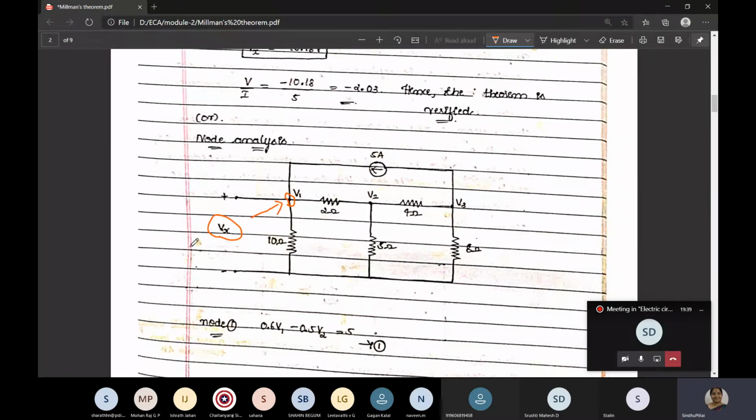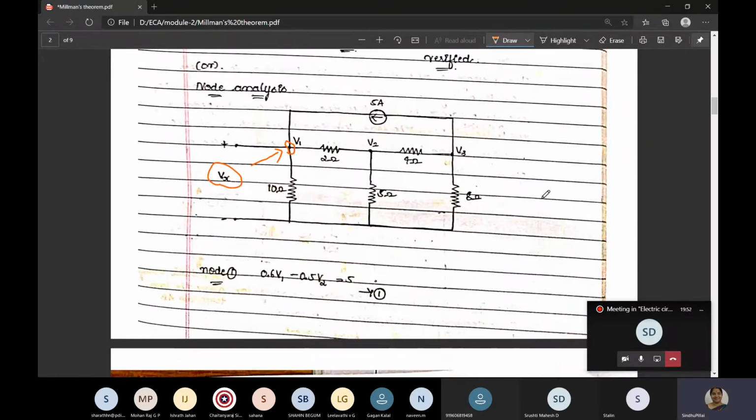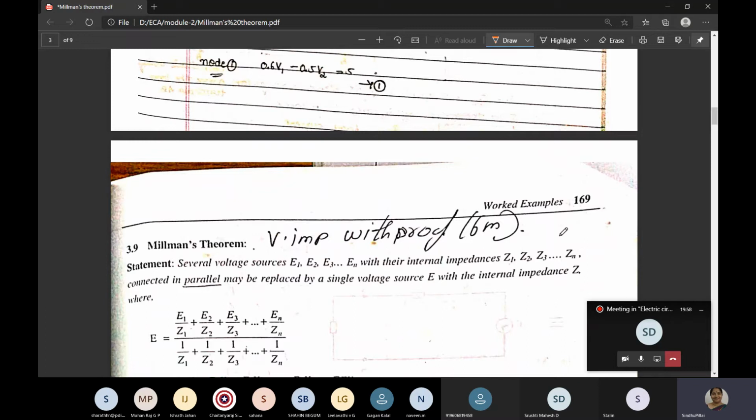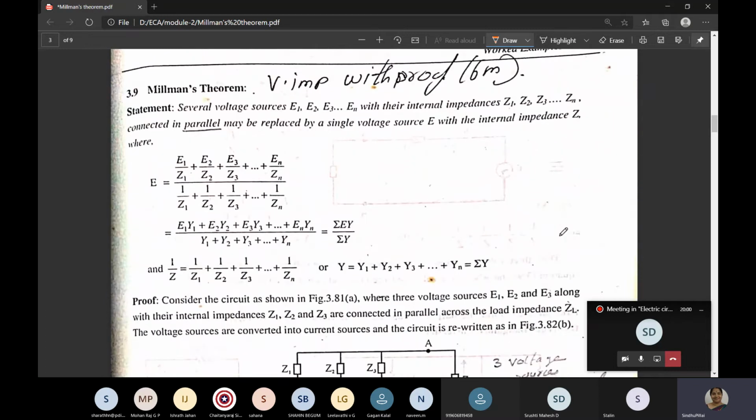Then you can interchange the position and find here also V1, V2, V3. So the difference between V1 and V3 will give the voltage Vx. The same problem you can solve with node analysis. You can take it as an assignment. I have just shown the nodes and written one node equation. So next we'll move on to Millman's theorem.